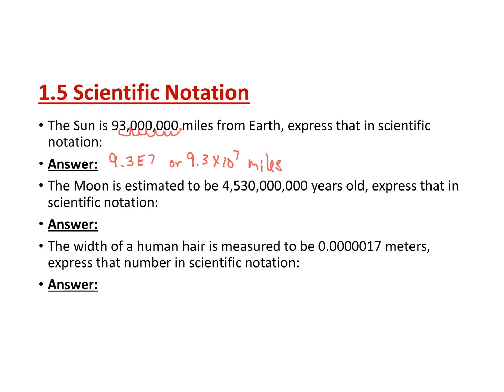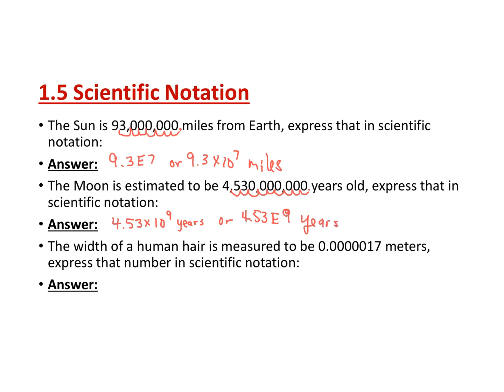Another example of a really large number. The moon is estimated to be 4.5 billion years old. Express that in scientific notation. Again, I want to take this decimal place, right there, and move that 1, 2, 3, 4, 5, 6, 7, 8, 9 places over. So to express that in scientific notation, I would have 4.5 times 10 to the 9th years, or in E notation, 4.5e to the 9.